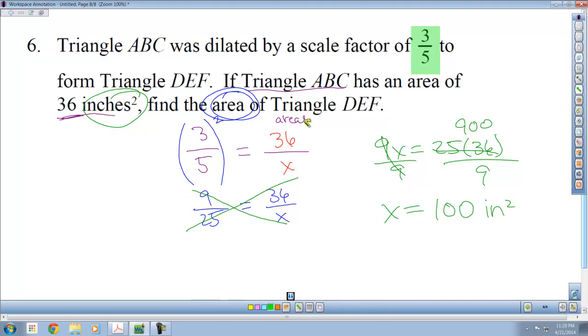Okay, so start with a blank proportion, and most of all, don't forget, if you're working with area, you have to square. If you're working with volume, you have to cube. And if you're working with perimeter, you don't do anything. You just make the ratios equal to each other and solve. 100 inches squared.